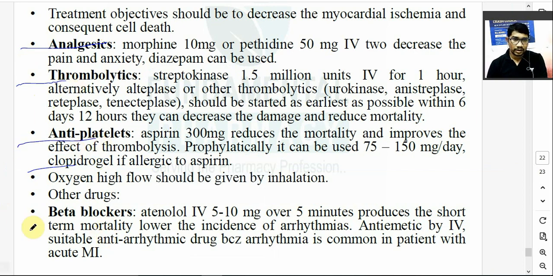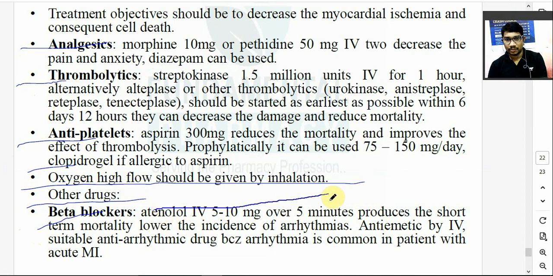Then high oxygen: in myocardial infarction, high flow oxygen should be given by inhalation. Other supporting drugs, beta blockers. Supporting drug कौन सा है? Beta blockers. So atenolol intravenously 5 to 10 milligram over 5 minutes reduces short-term mortality. Lowers the incidence of arrhythmia. Antiemetic drugs भी दे सकते हैं intravenously. Antiarrhythmic drugs, because arrhythmia is the most common in patients with myocardial infarction.